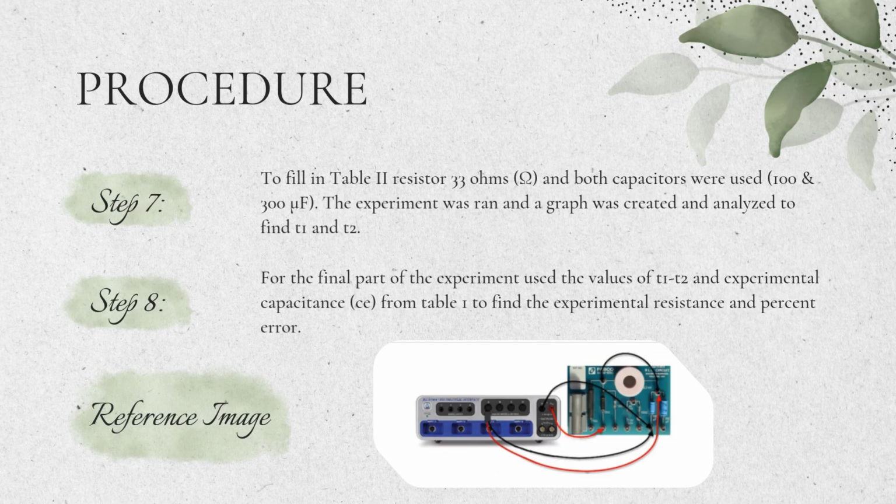Any differences between the two allowed us to check where the experimental errors might have occurred and how consistent our results were. By following these steps carefully, we were able to collect our data, generate graphs, and better understand the relationship between resistance, capacitance, and the time constant in an RC circuit.